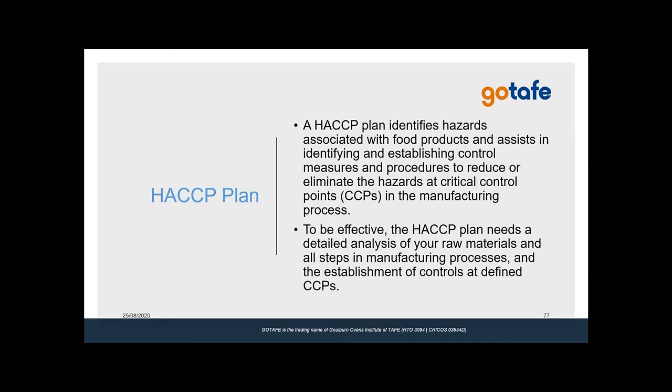To be effective, the HACCP plan needs to have a detailed analysis of your raw materials and all the steps in the manufacturing processes, and the establishment of the controls and defined CCPs. So basically, if you find out what the critical control point is, you need to set up the control measures for that. And of course, you have to put some limit on that. And if the process is out of the limit, you have to have critical corrective actions for that critical control point.